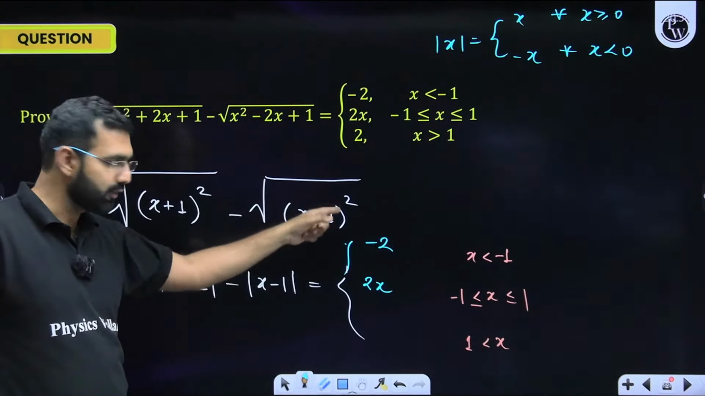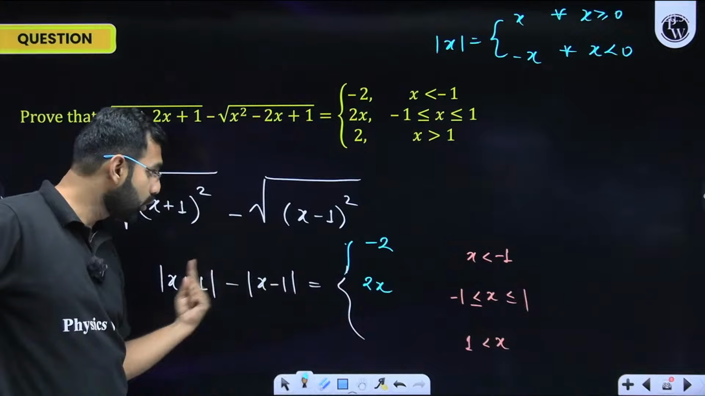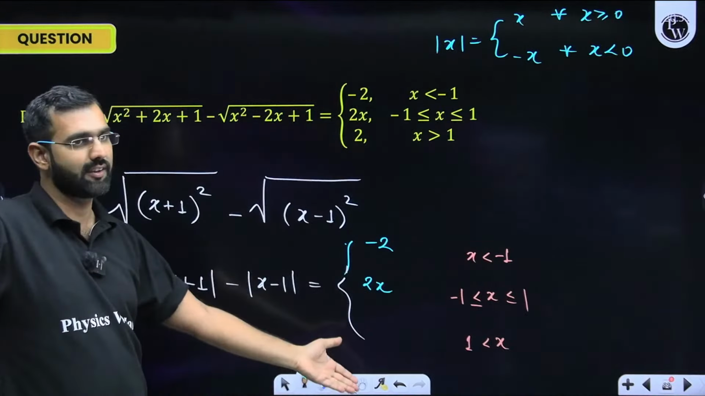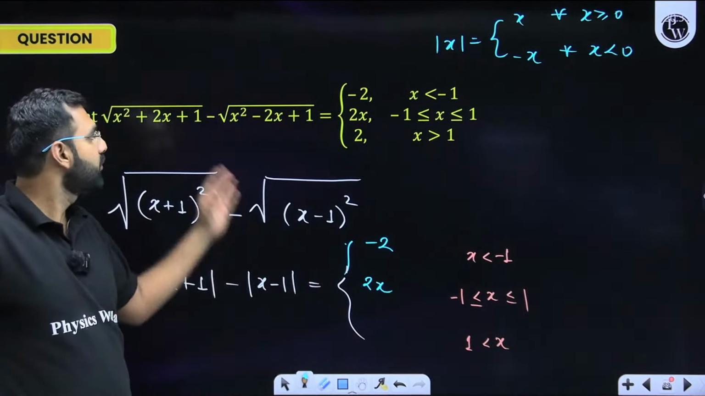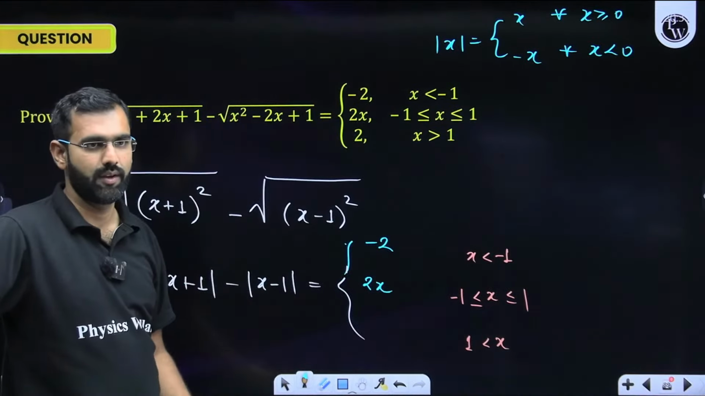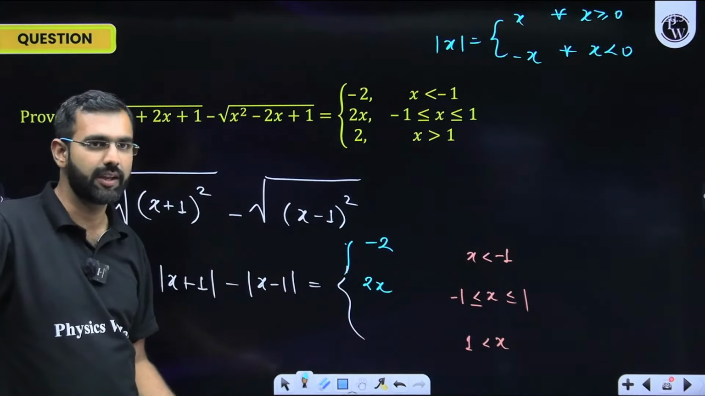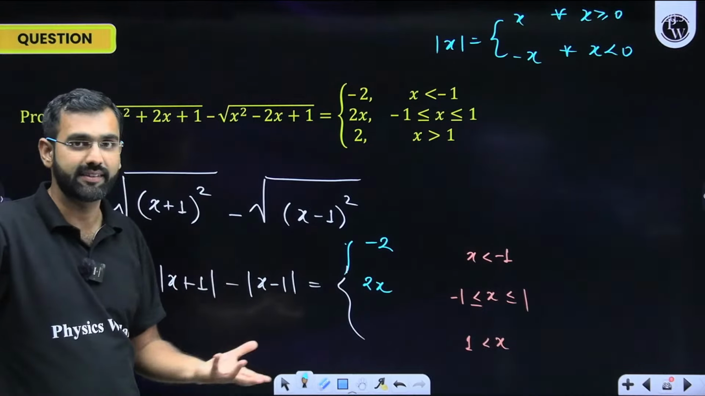That when square root of a square is taken, you introduce modulus. And how do we remove modulus to create the piecewise definition? That's the intent here. That's why we have deliberately kept this question. Although it is never going to appear in JEE, but this is how you build the basics. This is how you build the foundation.